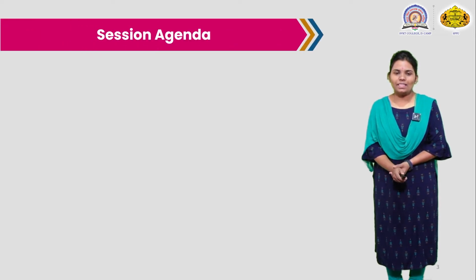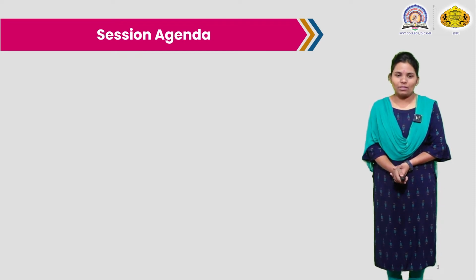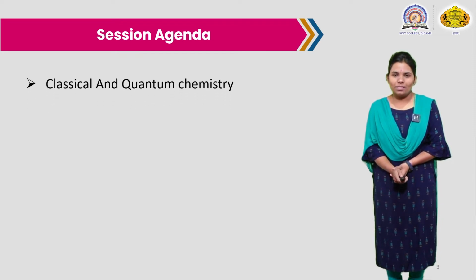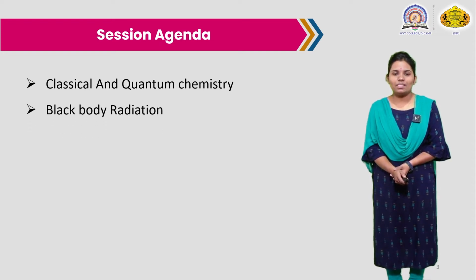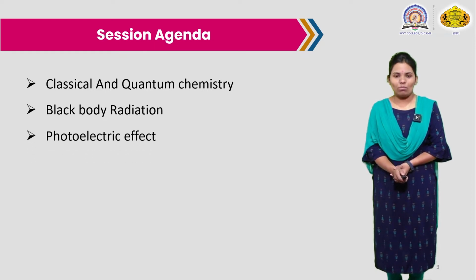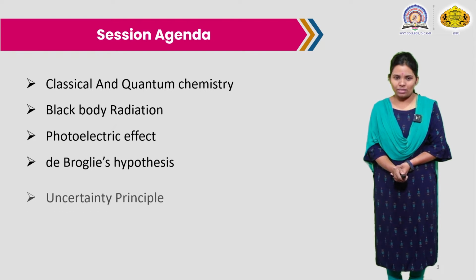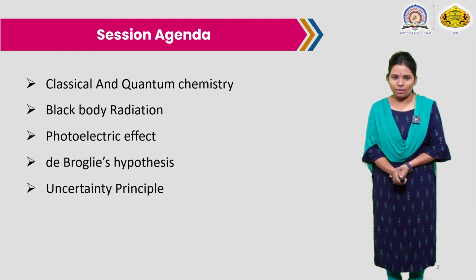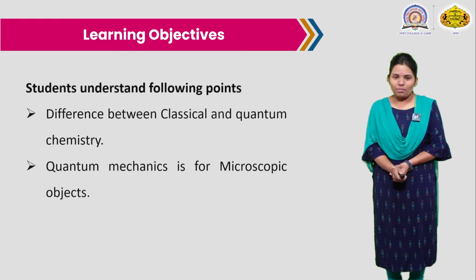So, in this lecture we are going to deal with quantum chemistry from the chapter included in the TYBSc semester 5th. Today we are going to see the basic difference between classical and quantum chemistry, what black body radiation is, the photoelectric effect, next the de Broglie hypothesis and the uncertainty principle. What is the difference between classical and quantum chemistry?